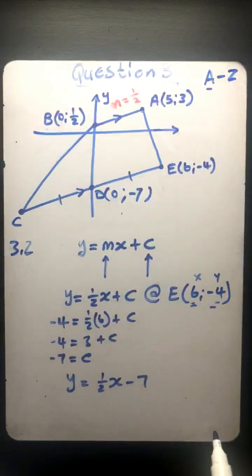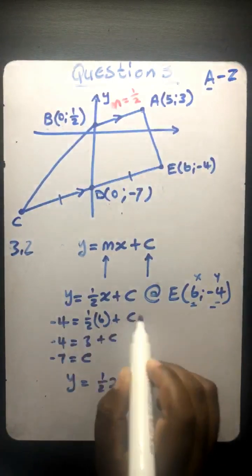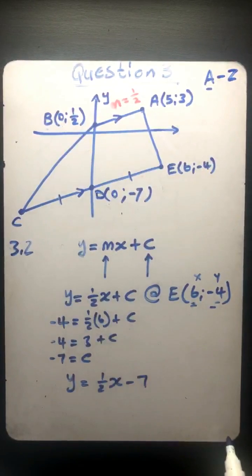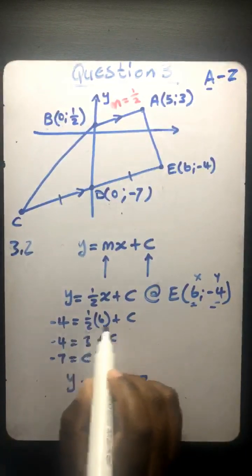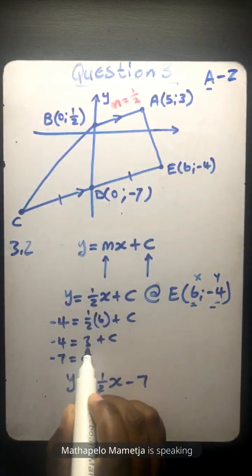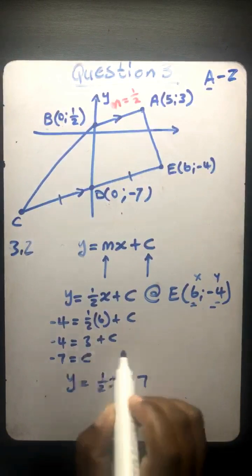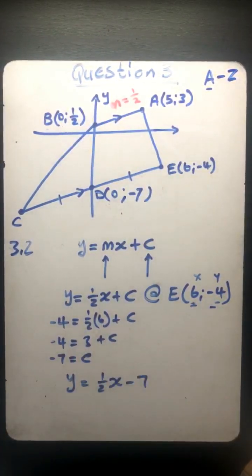So because we substituted y and x, we needed to find that c value. So that's why we say -4 is equal to half of 6, which is 3. That's why I'm having 3 there.